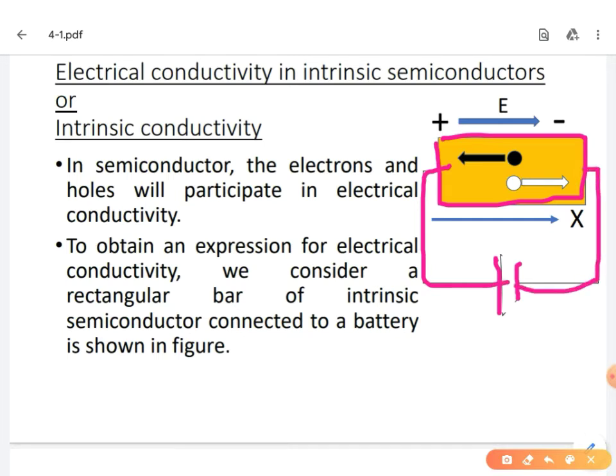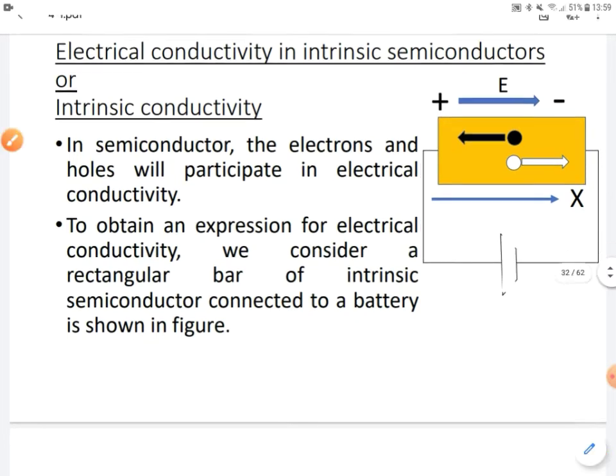When it is connected to the battery, what will happen? Some electric field will be applied on the semiconductor, and the charge carriers participate in conductivity. But what are the charge carriers in semiconductors? Both electrons and holes are the charge carriers in semiconductors. So in this conductivity, both electrons and holes will participate.